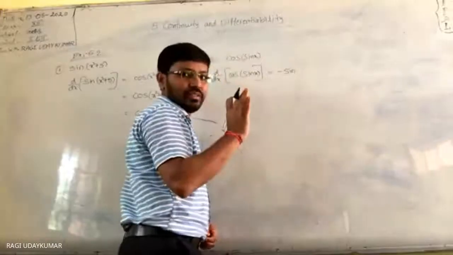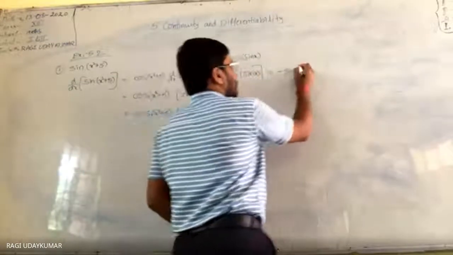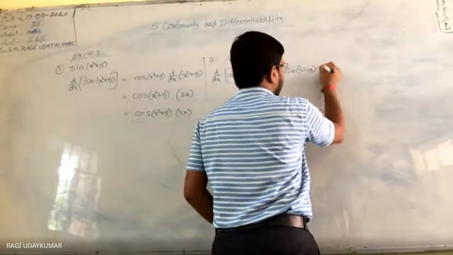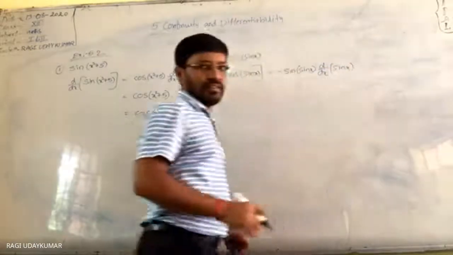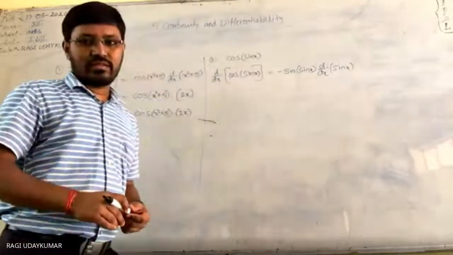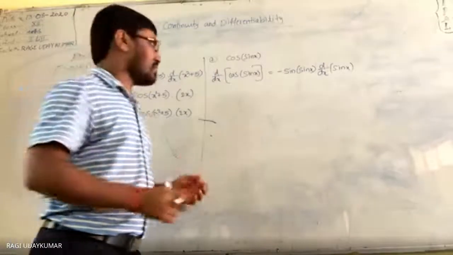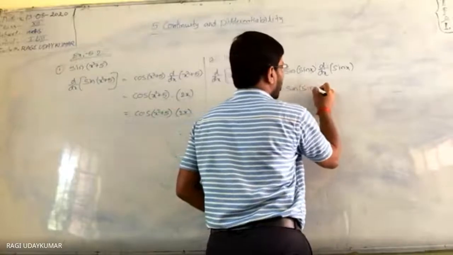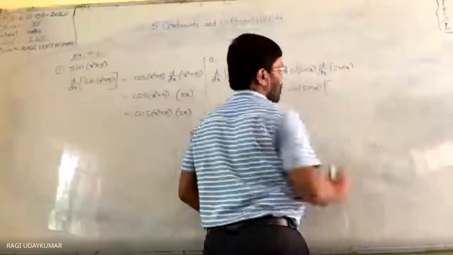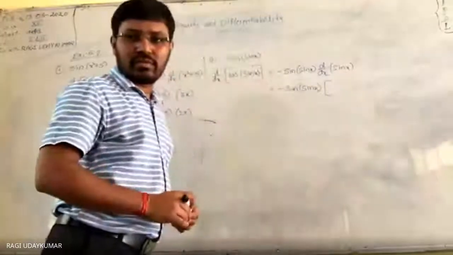Minus sin x. Yes, minus sin x. But don't write x. In the place of x you have sin x. Again you need to do d by dx of sin x. So d by dx of sin x is equal to cos x.